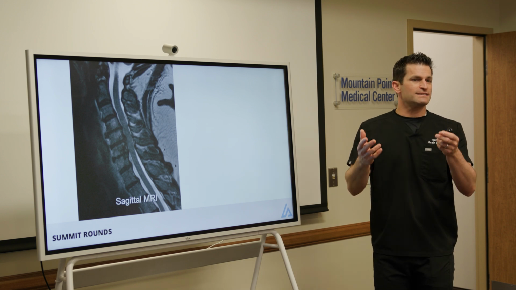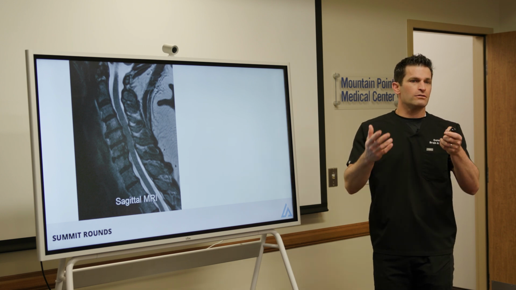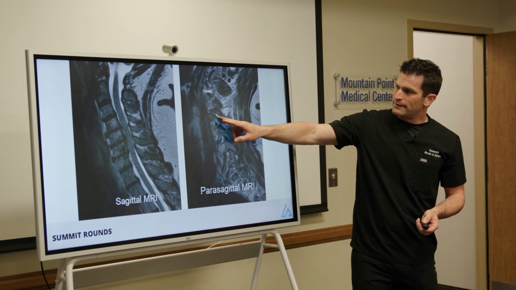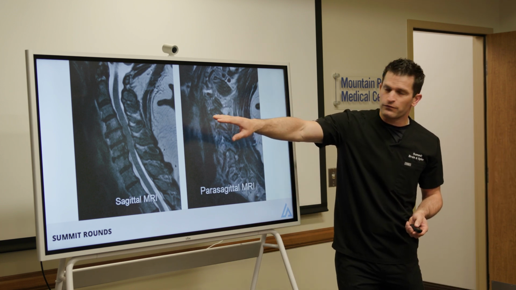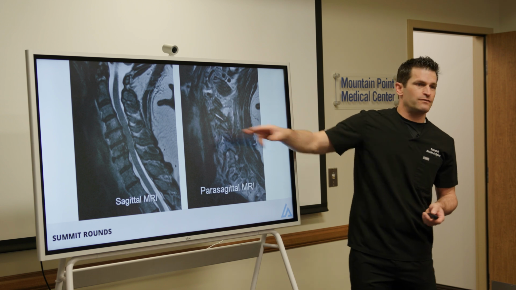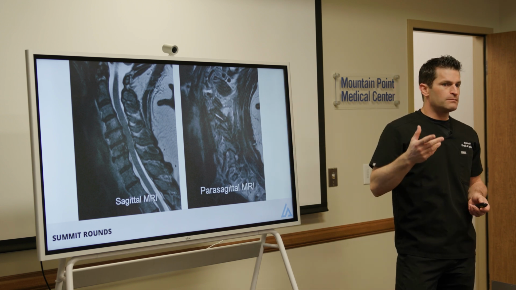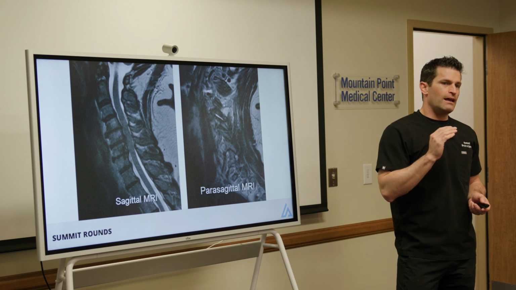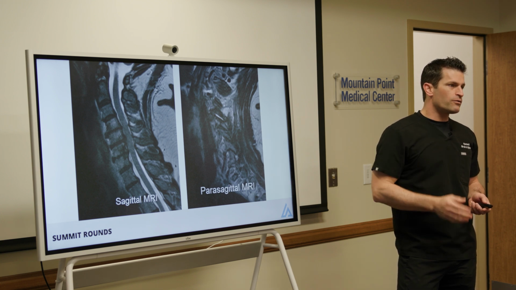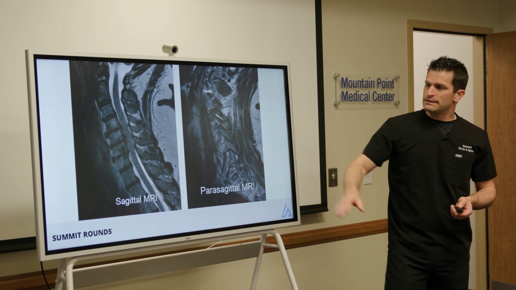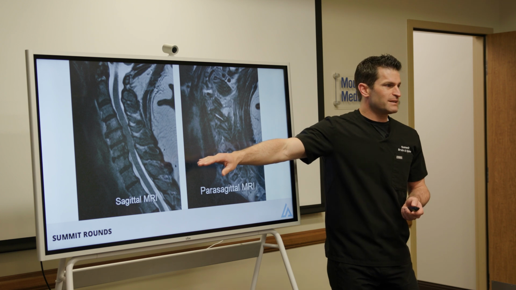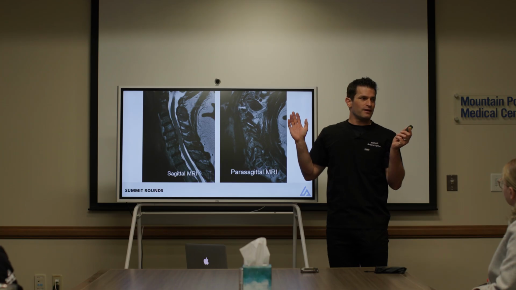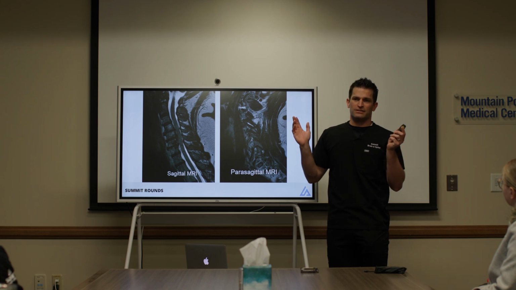And what happens with extension? We're loading our facet joints. And so at the C3-4 level, we're seeing primary facet problems. If you look at scans, you'll see this over and over and over: degenerated discs at the lower segments and arthritic facet changes above, because they're compensating with extension.